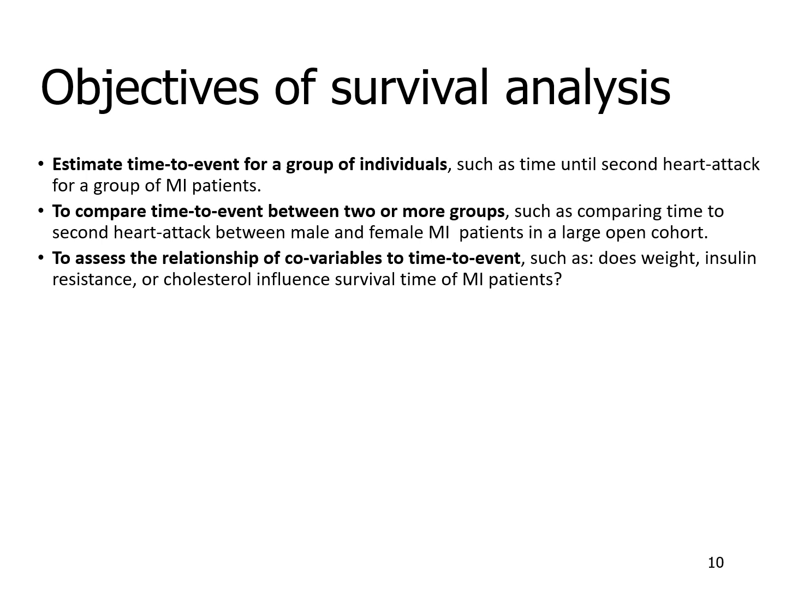Another objective would be to compare the survival of those MI patients between different groups. For instance, we can compare males and females and look at the time to second heart attack, instead of taking the overall experience of the whole cohort. And third is to assess the effect of multiple variables on survival time. For instance, we can look at whether weight, insulin resistance, cholesterol, and other factors influence the survival time of MI patients simultaneously. So this requires a regression analysis that is very specific to survival analysis.